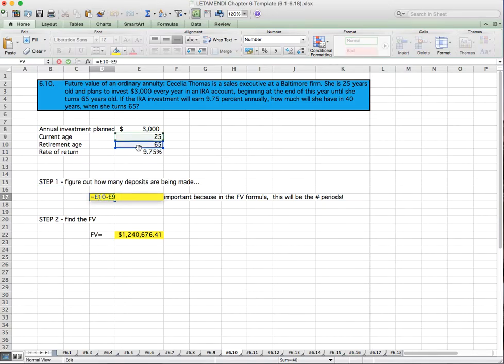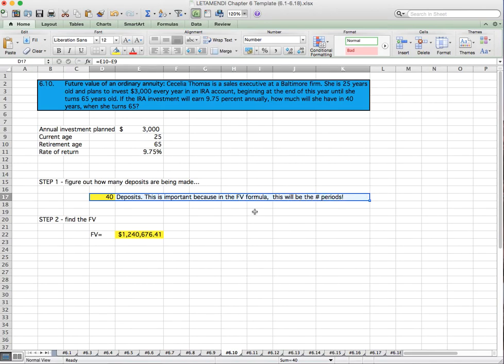Why? Because we're being told that the age at which she's retiring is 65. Her current age is 25, so there's a difference of 40. So 40 deposits, and this is going to be important for calculating the future value formula because this is going to be the number of periods.